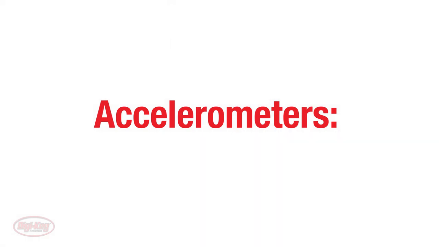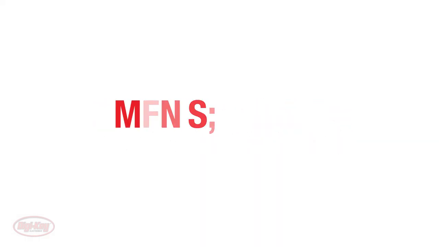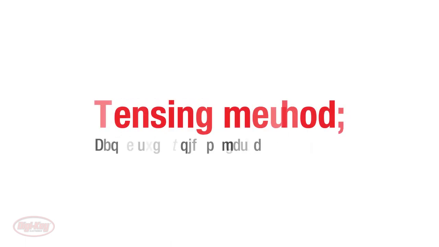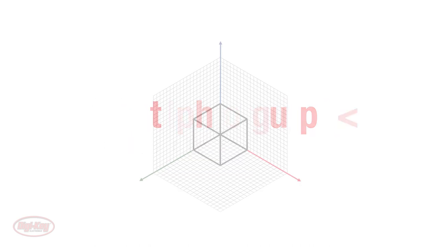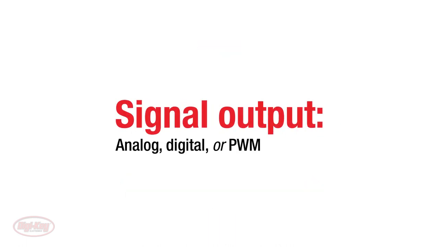For the most part, accelerometers are sensors that integrate MEMS technology. MEMS is defined as Micro-Electro-Mechanical Systems. Usually, accelerometers use capacitive sensing, or the piezoelectric effect, to sense acceleration. Accelerometers measure in G forces and can measure on 1, 2, or 3 axes. They can have an analog, digital, or a PWM signal output.